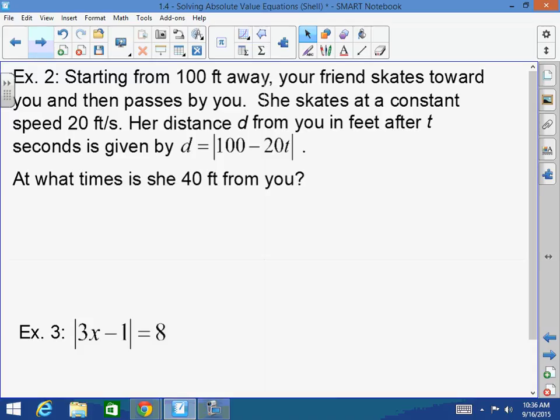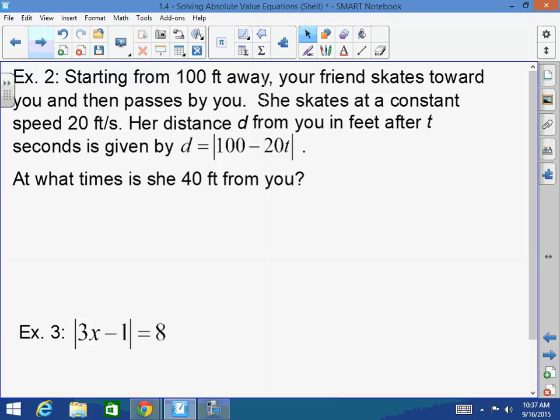Starting from 100 feet away, your friend skates towards you and then passes by you. She skates at a constant speed of 20 feet per second. Her distance from you in feet after t seconds is given by d equals the absolute value of 100 minus 20t. At what time is she 40 feet from you?